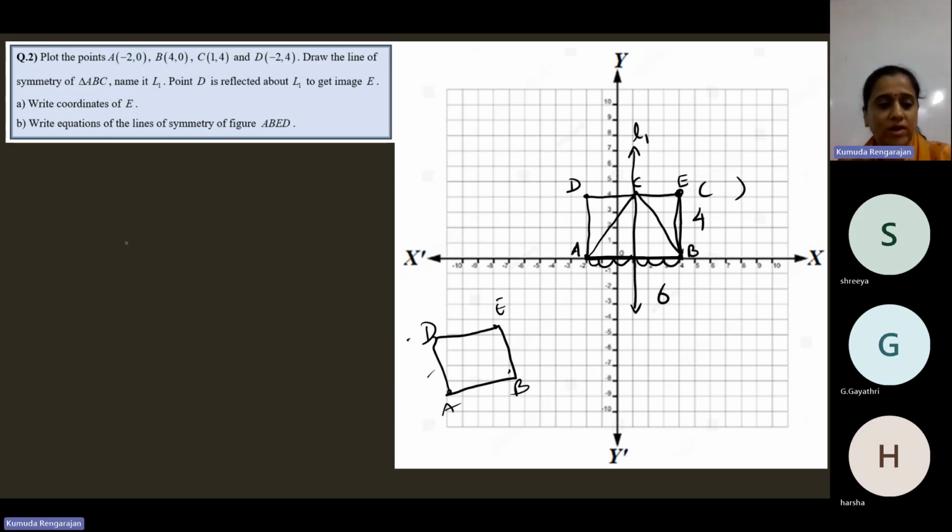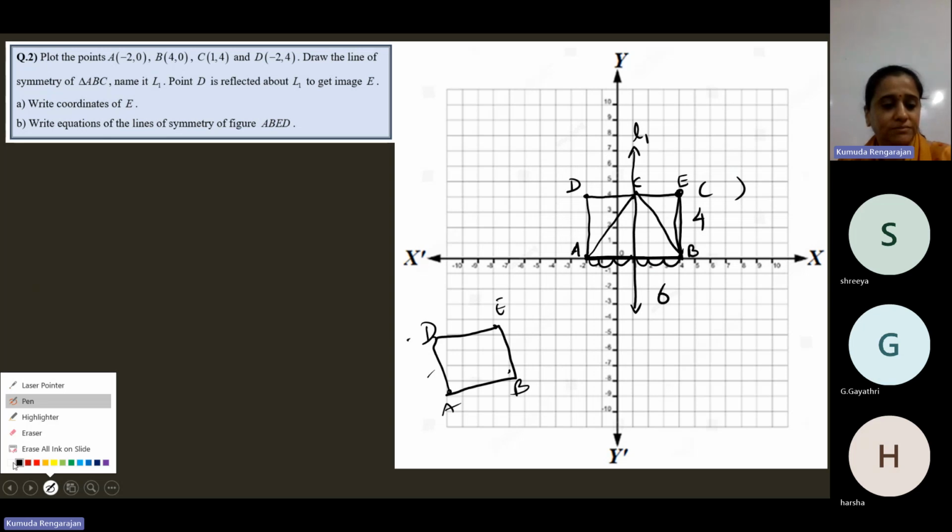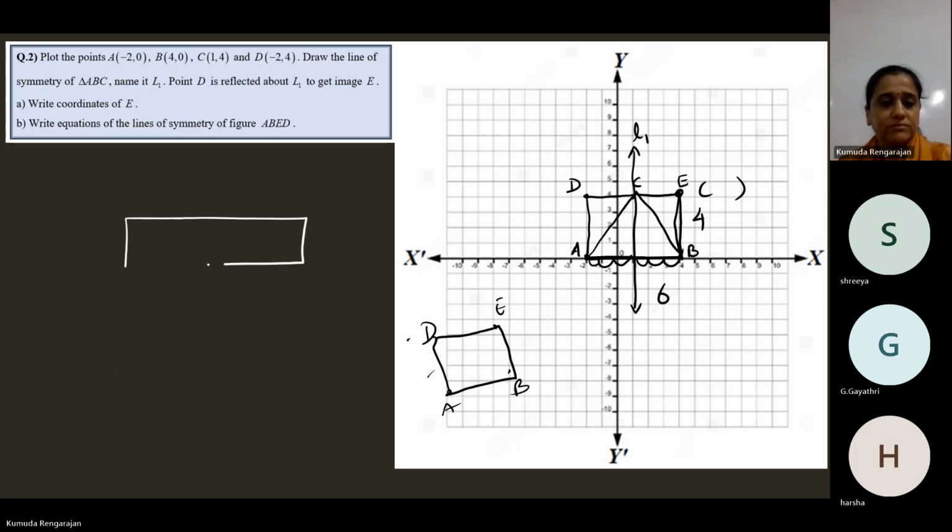Okay, if you have a rectangular piece of paper, you can fold it along this line and the two parts will coincide. When you fold it, the top one will coincide with the bottom one. You can also fold it like this. So these are the two lines of symmetry of the rectangle ABED, and we have marked them L1 and L2.